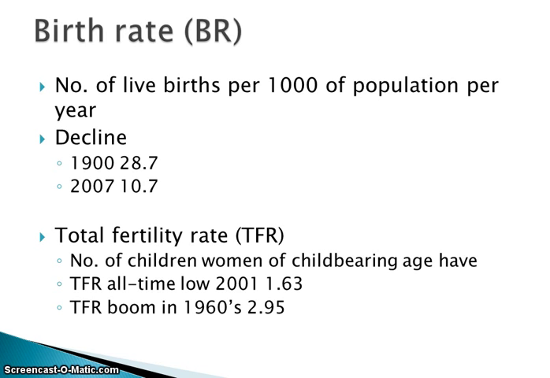First thing we're going to look at is birth rate, and that's BR. If you see BR anywhere in the lesson or on this screencast, it means birth rate. Birth rate is the number of live births per 1,000 of the population per year. Now there's been a decline since around the turn of the 20th century, where there was 28.7, so just short of 29 live births per 1,000, and that dropped by 2007 to just over 10.